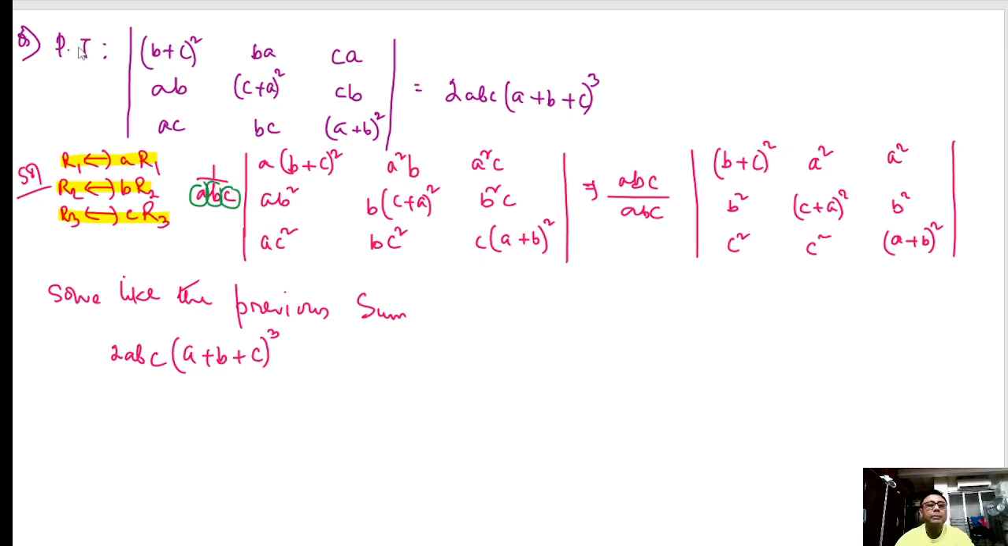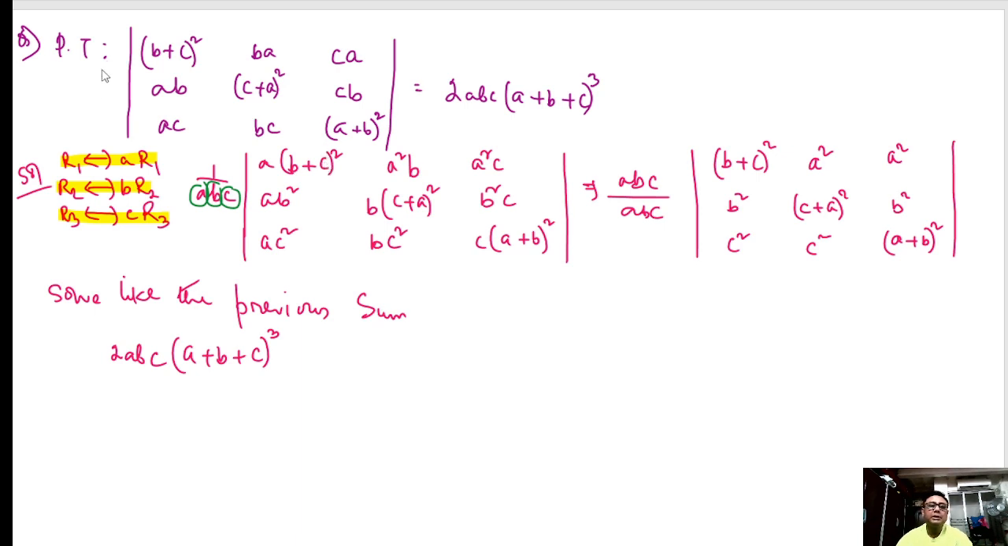R1 was multiplied by A, so here is A, A, A. R2 was multiplied with B, so here is B, B and B. And R3 was multiplied with C, so here is C, C and C. Okay. So now it becomes this.